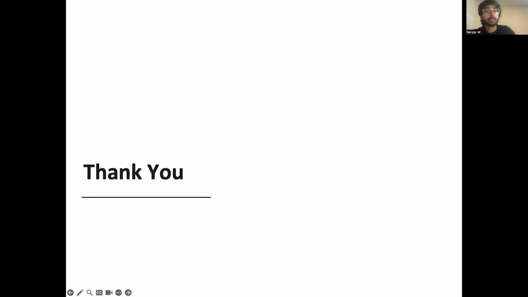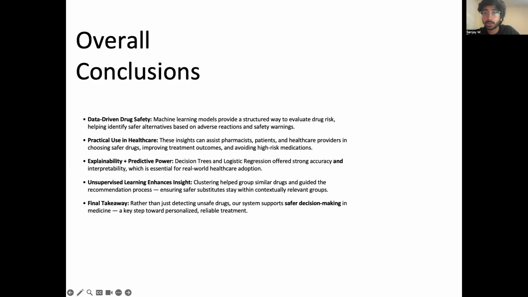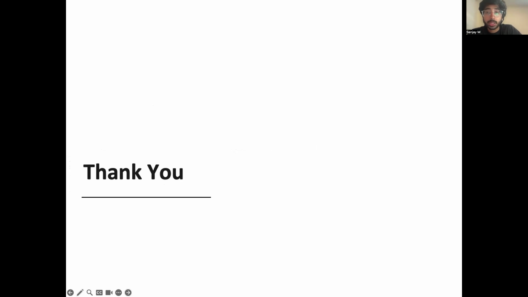And then finally, to conclude what we did, in this presentation, we first explored the supervised learning models, which we used to predict whether the drug is safe or not. And then we looked at unsupervised methods like clustering and PCA, which help us to group similar drugs together based on the safety profiles. Using both approaches together allowed us to achieve the final goal of the project, which is to recommend a safer drug alternative.